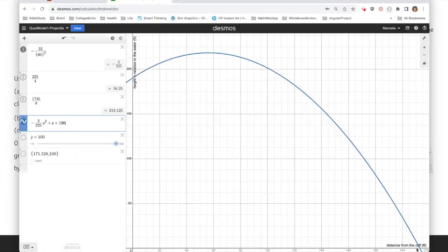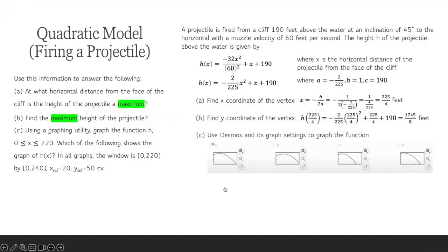See, it hit the water. How do I know that it hit the water? Because the height is 0, and the height represents the height in relation to the water. Probably this cliff was in the ocean or something, and eventually it would fall into the water. Okay, so this would be the right answer. This is what you have to pay attention to. Next question. At what horizontal distance from the face of the cliff will the projectile strike the water?